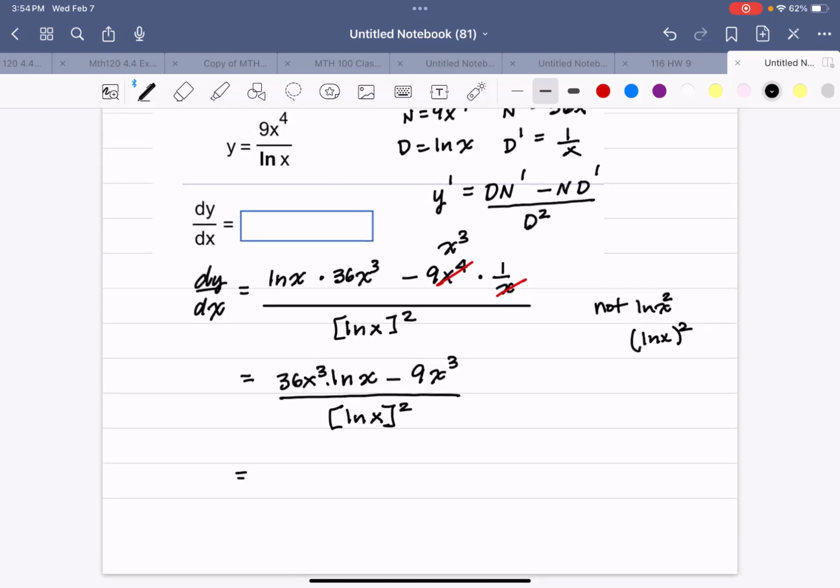I might do a little bit of factoring here. By the way, this is a fine answer, okay? But just to practice with our factoring, I notice I have a 9 and an x cubed as a common factor. That's going to leave me with a 4 natural log of x minus 1. And all of that is over the natural log of x, quantity squared. So either of these answers is the final answer.